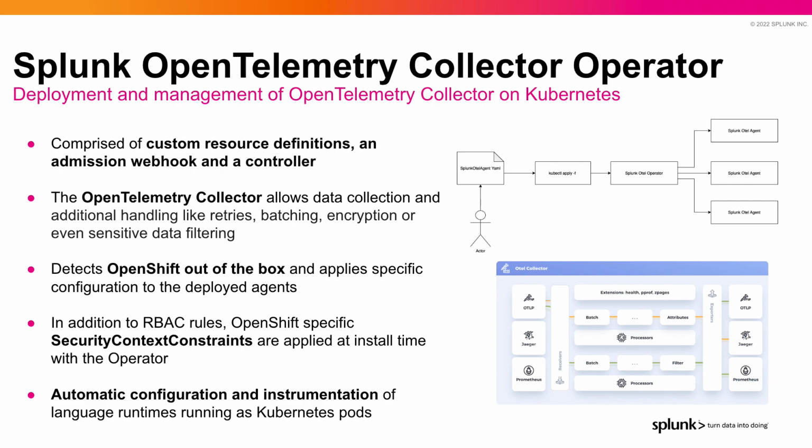With these deployments, OpenShift specific configurations are automatically applied to your environments out of the box. And in addition to RBAC, there are security context constraints that are applied at install time as well. What's great is with the operator, you won't even need to install and configure different language specific OpenTelemetry instrumentation agents. Instead, the deployment of the collector with the operator will include those agents and will automatically instrument all the language runtimes that it detects. Let's now jump into a demo.